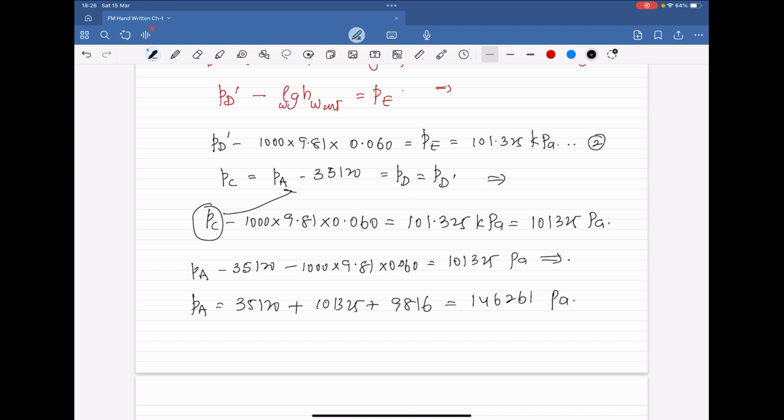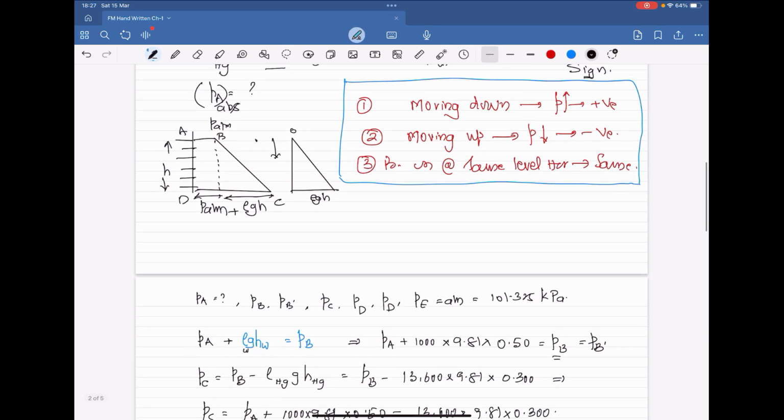The reason being, point A is not exposed to the air. It is again closed by the pipeline. That means PA absolute is equal to 146.261, that is 146 minus 0.261 kPa. This is the pressure inside the pipe.